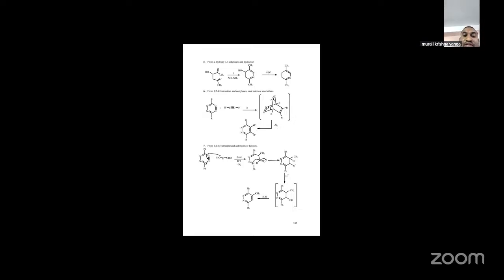From 1,2,4,5-tetrazines and alkynes. This 1,2,4,5-tetrazine reacts with an alkyne, undergoes a Diels-Alder reaction, followed by loss of nitrogen gas, then gives pyridazine.